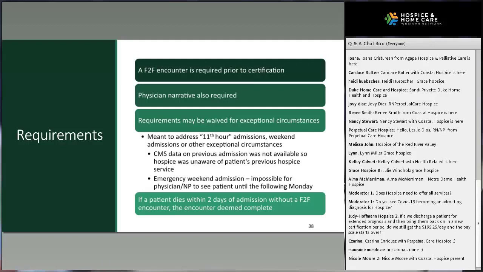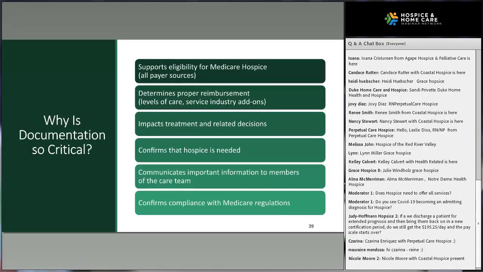These situations oftentimes fall into those special circumstances where you do not have to have all of that type of paperwork. Because if a patient dies within 2 days of your admission, the encounter is pretty much deemed complete. And again, these are those Friday night or Saturday morning admissions from a hospital ER, and we all know that they come and we have them.